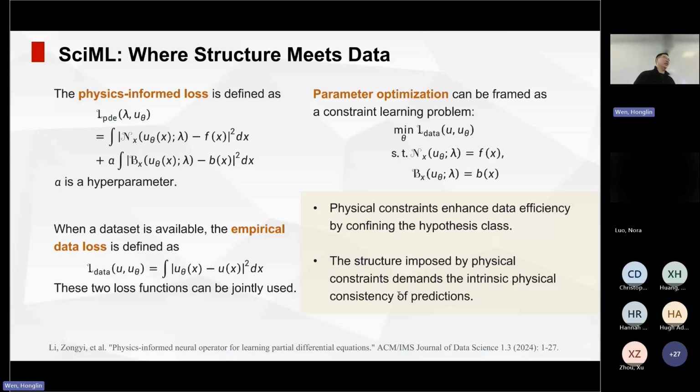As we take in the physical constraints, it can enhance data efficiency, right? After we take in the constraints, we narrow the space of the parameters, so we need less data to train the model. That is what they want. But at the same time, because we care about the solution of the PDE, these equations require the solutions to satisfy the equations, which means the consistency of the equations. That is required by its nature. It's not required by us, right?